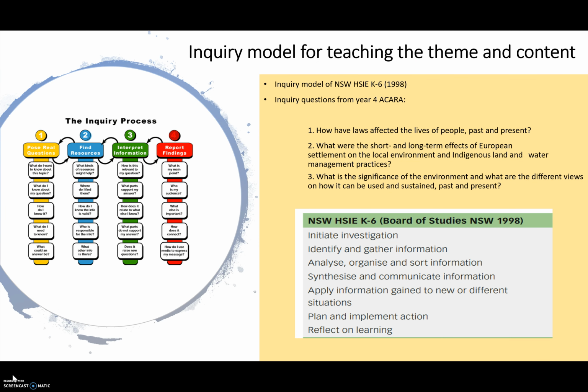The inquiry model that I chose was the New South Wales HSIE for Prep to 6. And it has 7 different stages, and I'll quickly run you through them. So that's initiate investigation, identify and gather information, analyze, organize and sort information, synthesize and communicate information, apply information gained to new or different situations, plan and implement action, and reflect on learning. And on the left there's just a guide of how and what questions you could use to guide them through that.